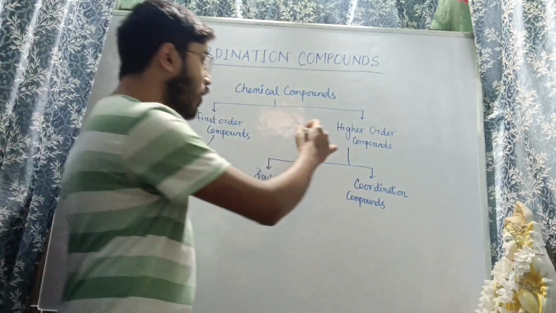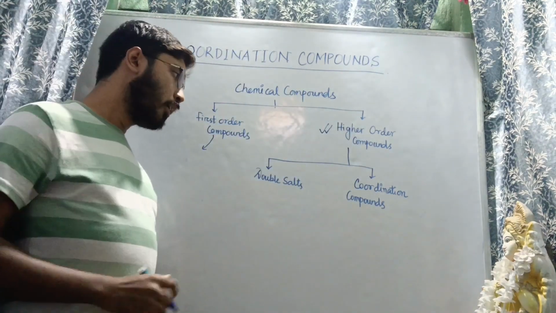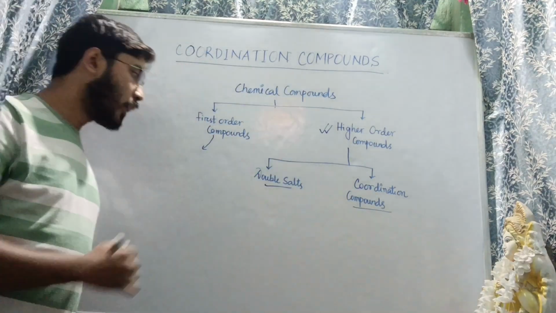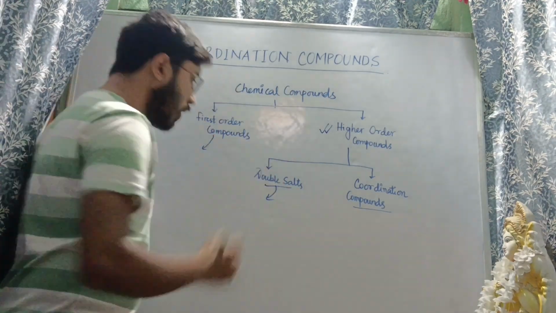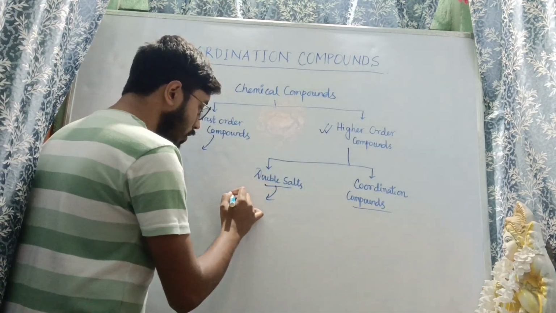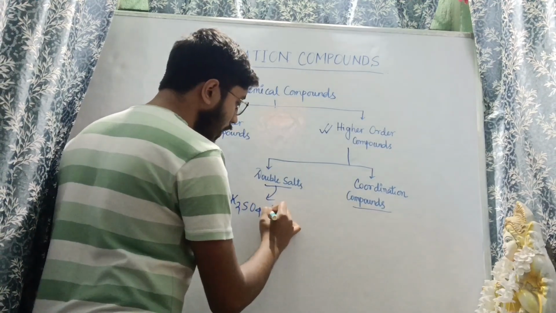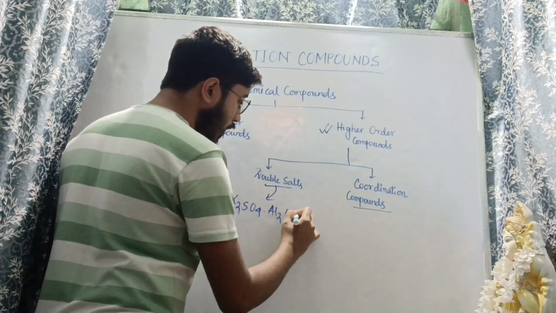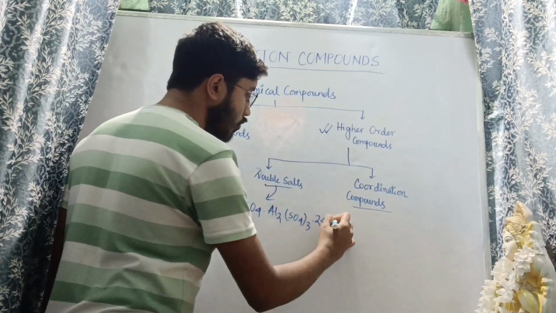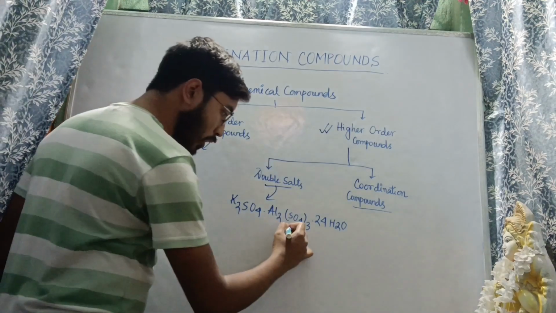So what is a higher order compound? Higher order compounds are mainly classified as double salt as well as coordination salt. So what is double salt? K2SO4.Al2(SO4)3.24H2O is the molecular formula of potash alum.